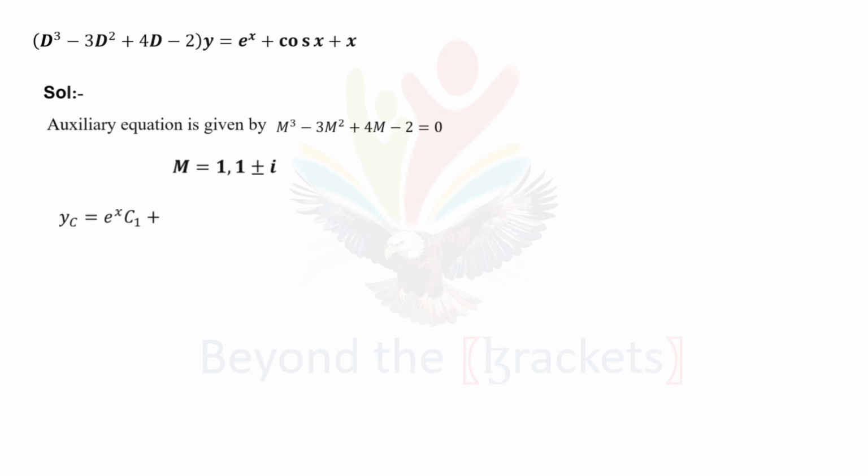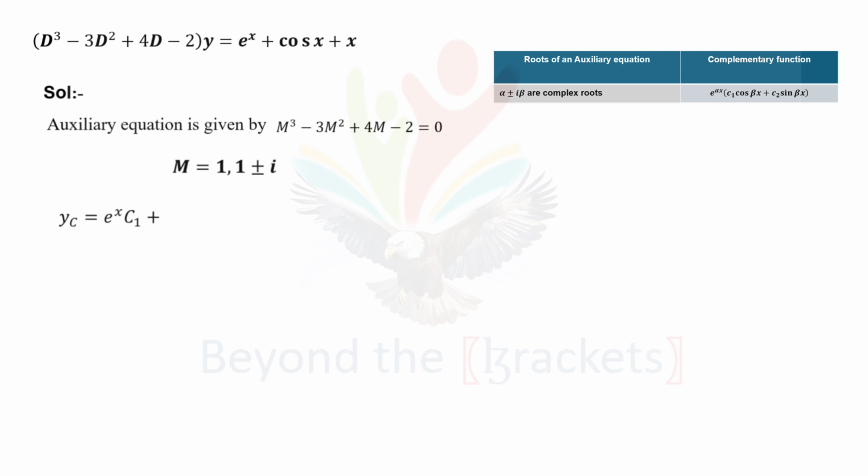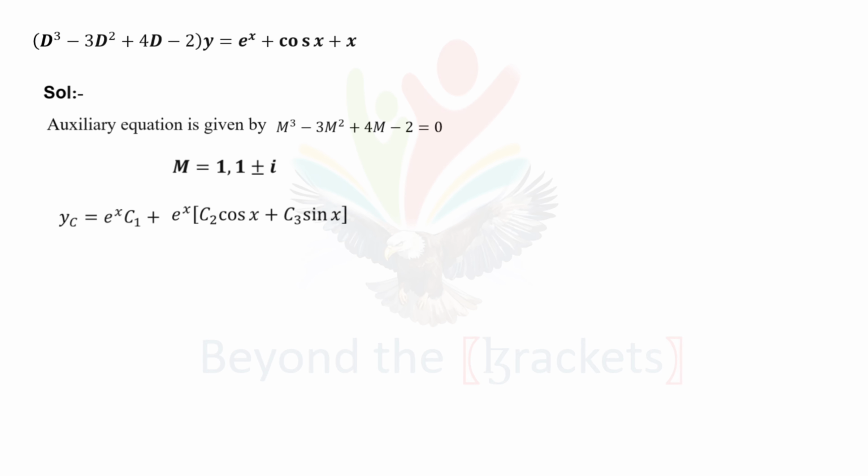The roots 1 plus or minus i are complex roots of the form alpha plus or minus i beta, for which the complementary function is e power alpha x into (c2 cos beta x plus c3 sin beta x). Here alpha is 1 and beta is 1, so we get e power x into (c2 cos x plus c3 sin x). e power x is common for all the terms, so we get e power x into (c1 plus c2 cos x plus c3 sin x).